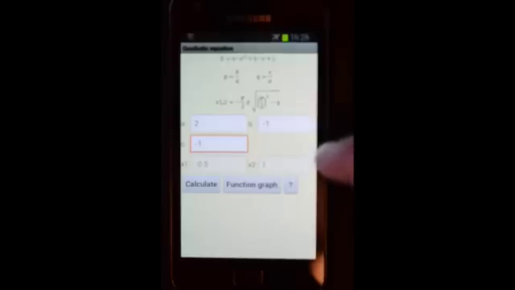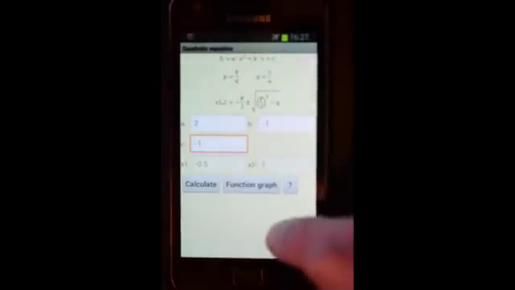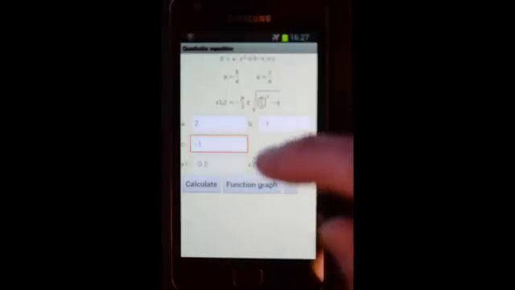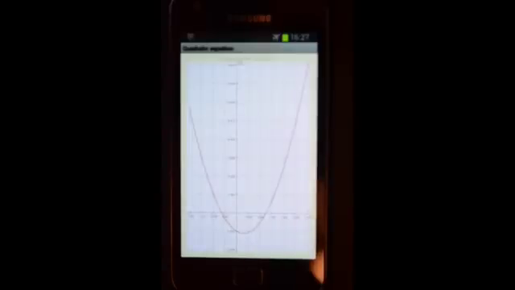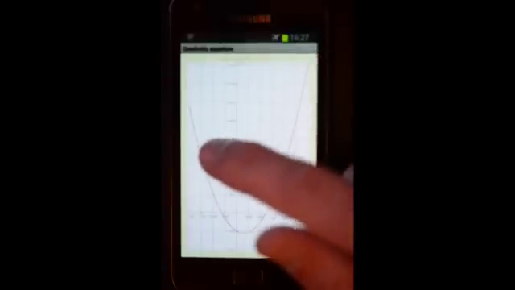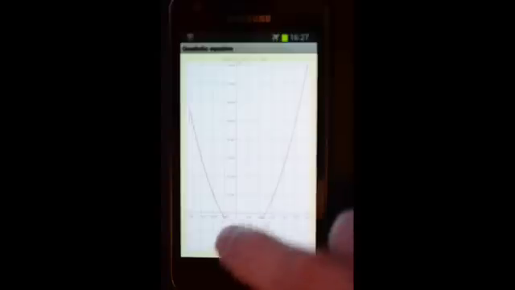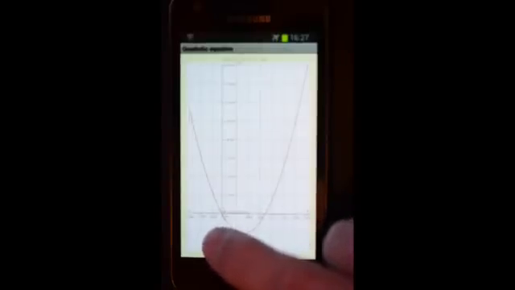This means the quadratic equation will be 0 for these two x values. Or in other words, this is the intersection of the curve with the x-axis. So let's have a look at the function graph. The quadratic equation will be displayed. The intersections of the curve and the x-axis are our two points, x1 and x2.